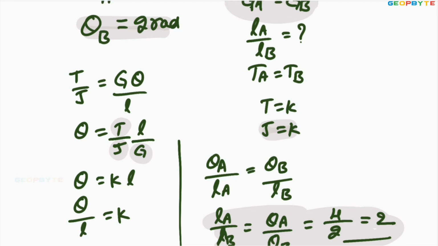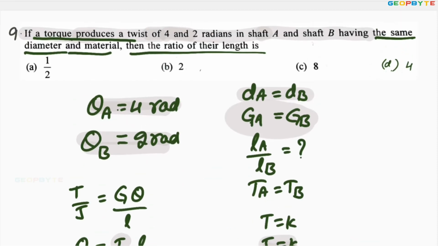Let us go for the options. Option A half, no. Option B, look at the option. Option B is 2. Absolutely correct. I hope all of you understood. Let us go for the next problem.